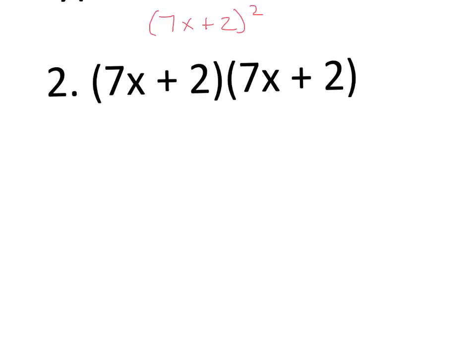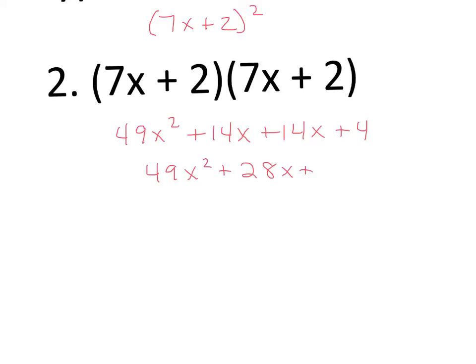Okay, so there are two of them. It's just they're already written out twice. Okay, so I start foiling. So I've got 49x squared plus 14x plus 14x plus 4. So 49x squared plus 28x plus 4.